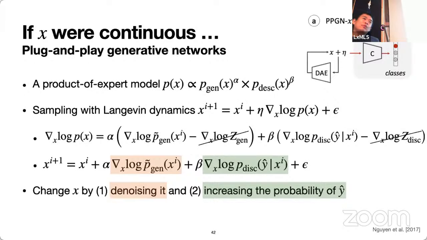If X, the input, were continuous, everything would be so beautiful. In fact, already in 2016 or 2017, Anh Nguyen, who is now at Alabama or somewhere, demonstrated this capability of combining a generative model and a discriminative model for the purpose of sampling from a classifier. What he did was to start from a classifier that has been trained.